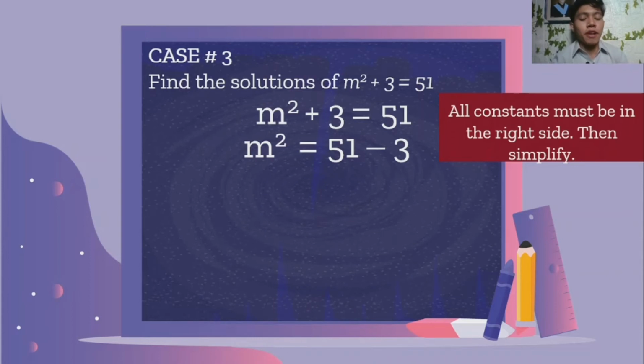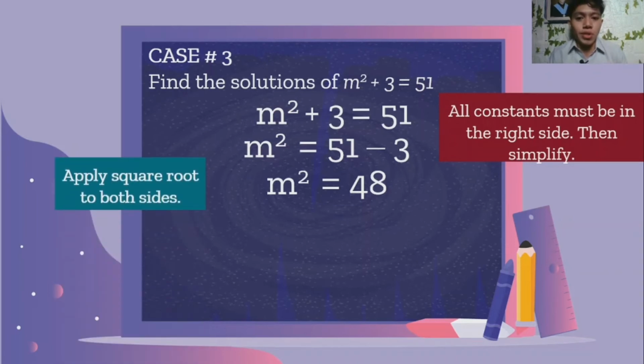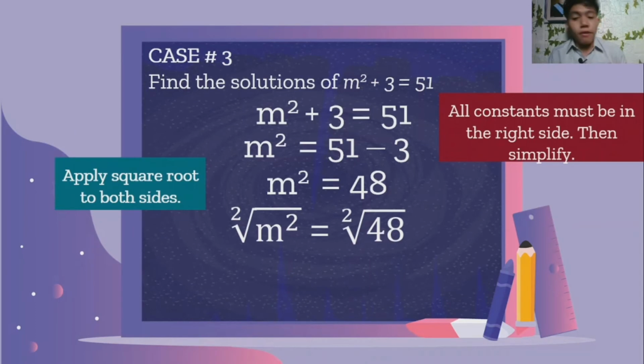And then, simplify. 51 minus 3, that is equal to 48. So, we have m squared is equal to 48. Now, yung m squared ba ay perfect square? Yes. It is a variable with an exponent of 2. So, apply square root ka na kagad both sides. So, we will have square root of m squared is equal to the square root of 48.